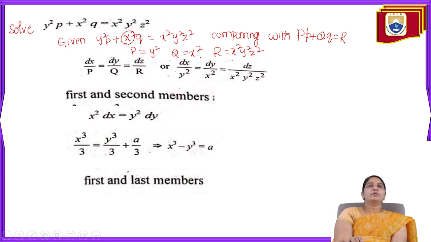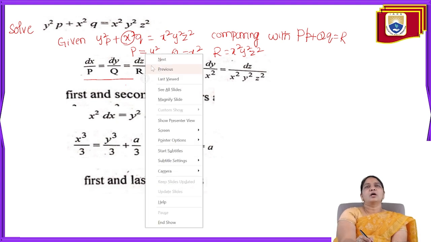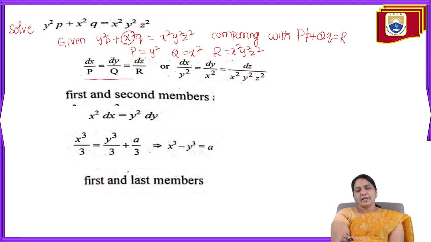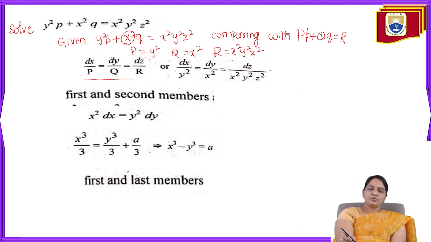Now we are going to write the subsidiary equations or auxiliary equation, that is dx by P equal to dy by Q equal to dz by R. Now we are replacing P, Q, R values in the auxiliary equation, that is dx by y square equal to dy by x square equal to dz by x square y square z square. So this is our auxiliary equation. Now we are going to solve this by using the grouping method.